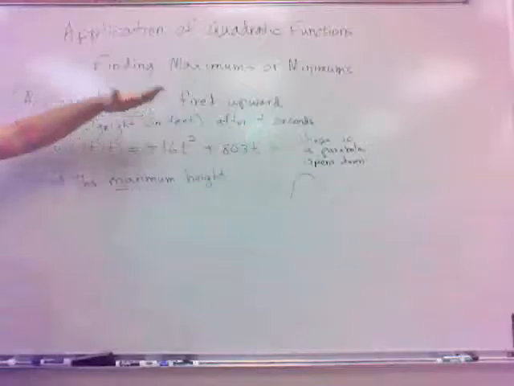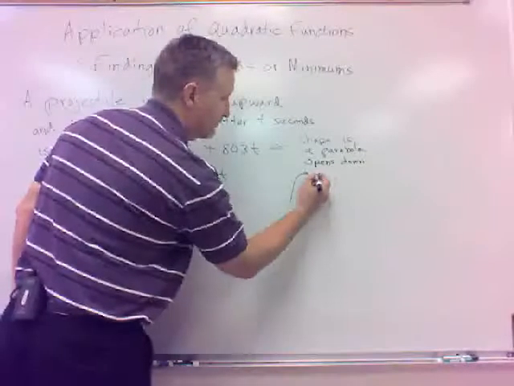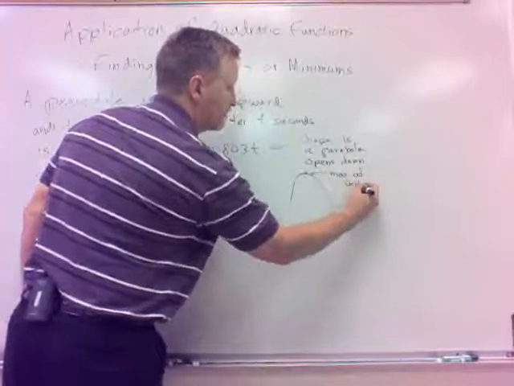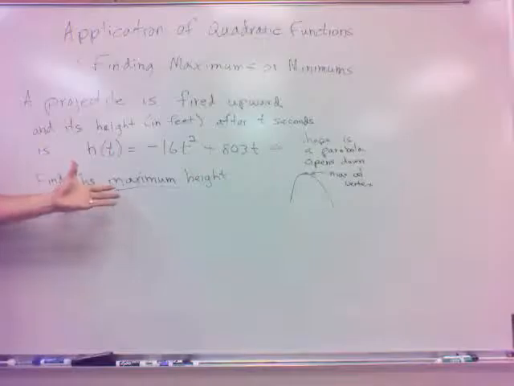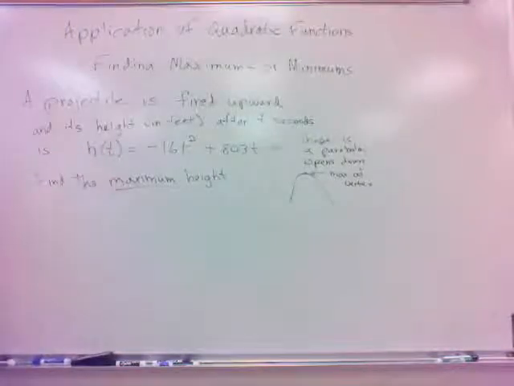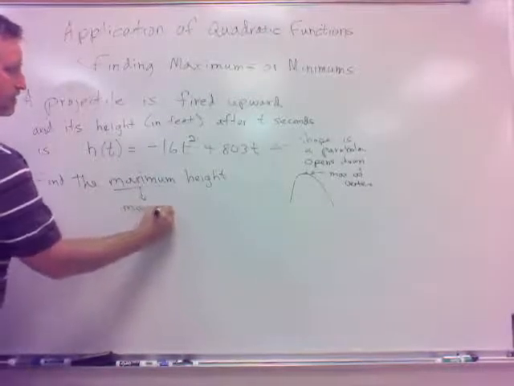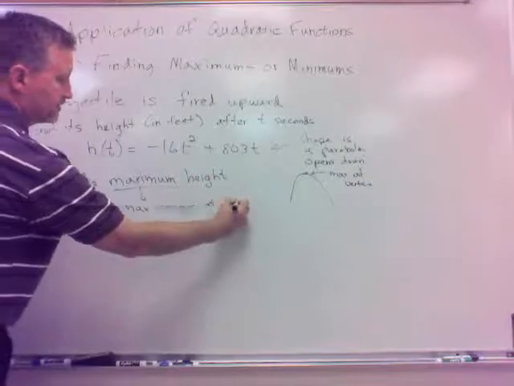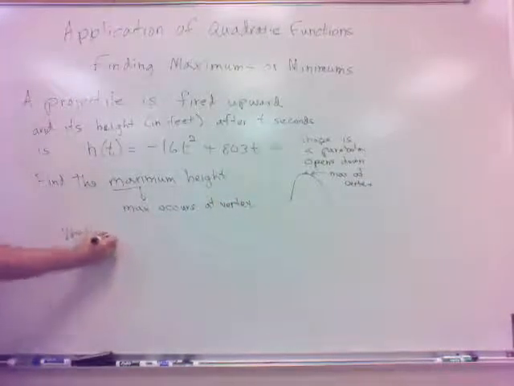I want to find out where the maximum is. Well, where's the maximum? At the vertex, right? Just like we talked about. So if it asks for a maximum height, it's basically asking to find the vertex. Maximum here is going to occur at the vertex. So we need to find the vertex. How do I find the vertex?